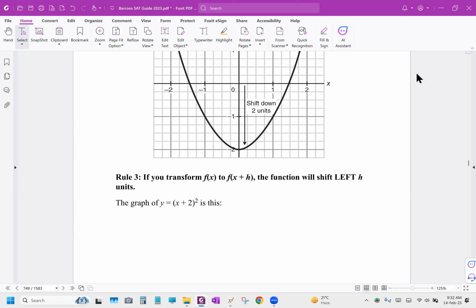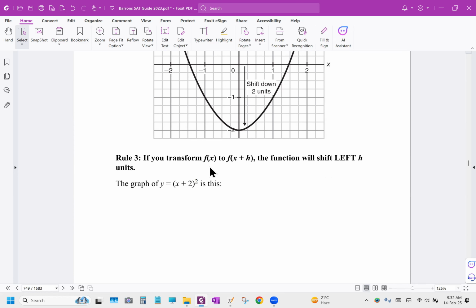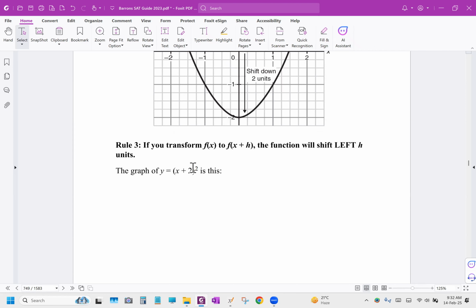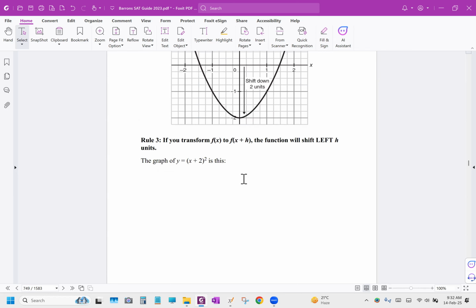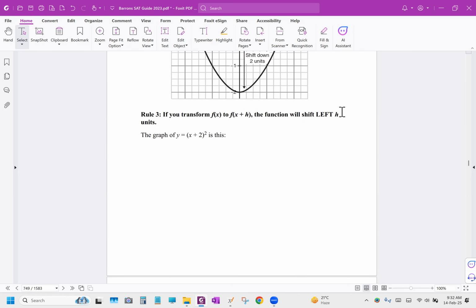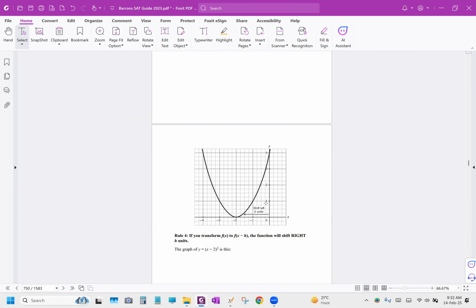You got it? Okay. So in this case, we are just interested in how to shift it in the left direction. If you transform f of x to f of x plus h, the function will shift left h units. The graph will shift in the left direction. What does that mean?